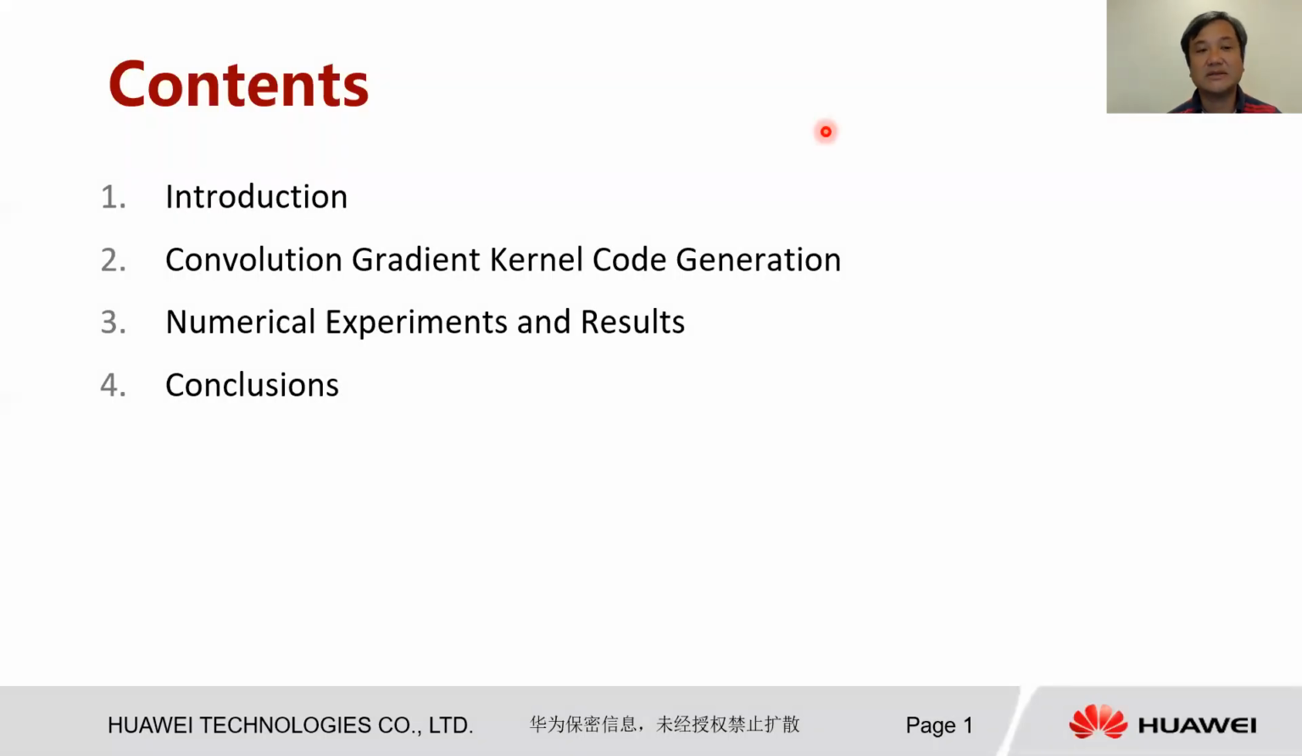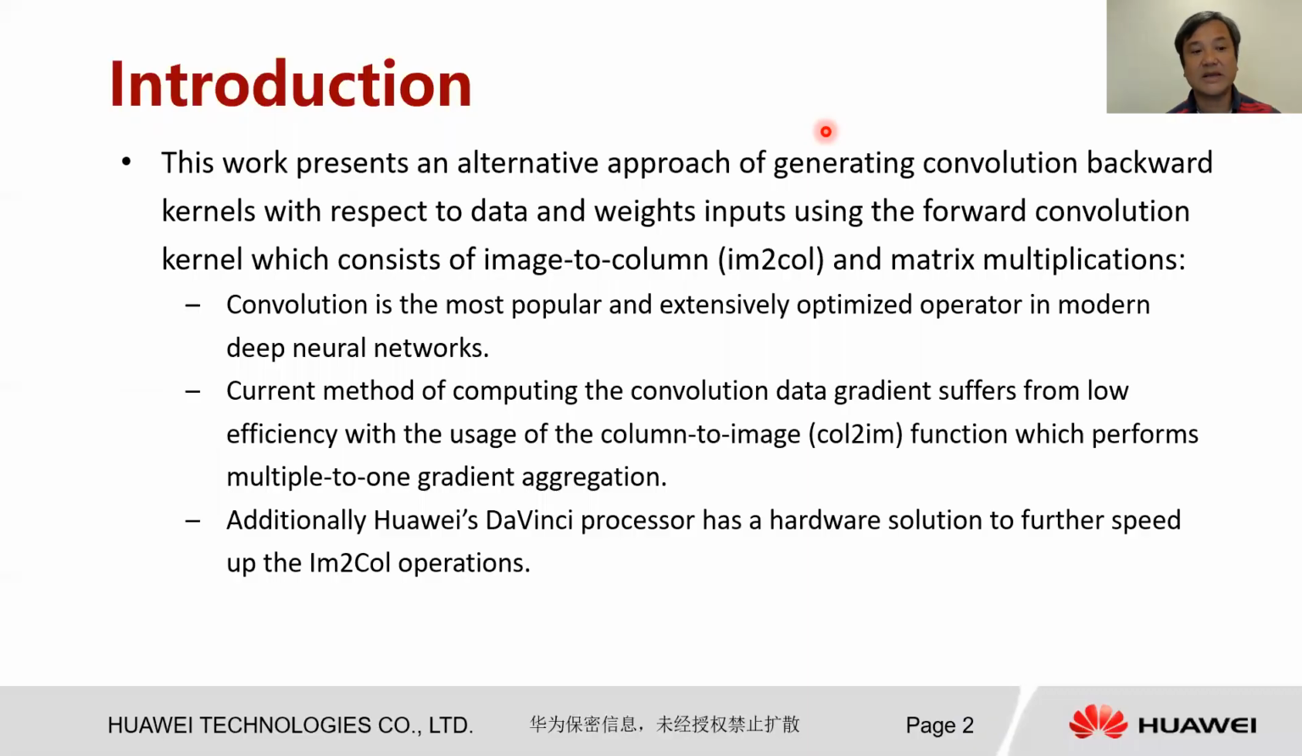The talk will contain 4 parts. We'll start with short introductions, followed by the mathematical fundamentals of the proposed method of backward kernel generation for convolutions. After that, we will present some preliminary numerical experiments and results, and then end with some conclusions. So let me start with a short introduction to the main subject of this work.